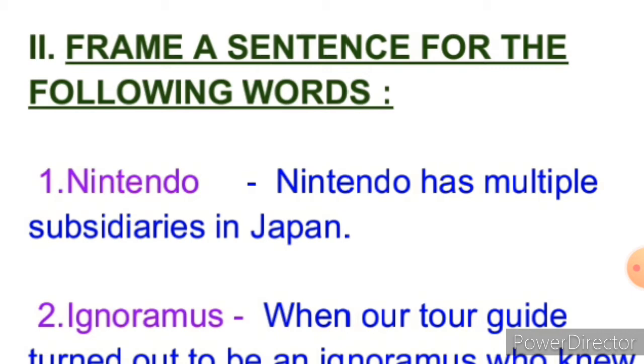So Nintendo. First you have to write the word Nintendo. Next, Nintendo has multiple subsidiaries in Japan. The word which you have to frame a sentence with, that particular word should be included in your sentence. So now read it again, children. Nintendo has multiple subsidiaries in Japan.